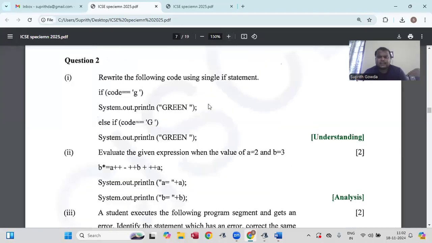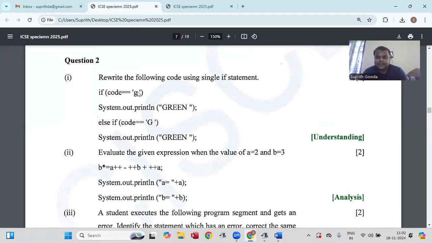The second question consists of 20 marks, right? All are compulsory. Okay, now I'm going to increase the screen. Can you see the screen? I hope. Yeah. Rewrite the following code using single if statement.